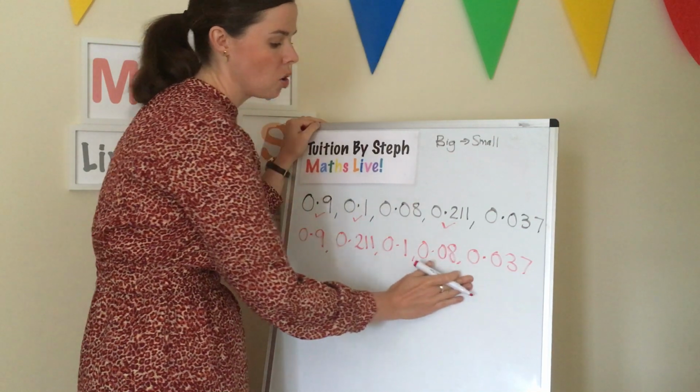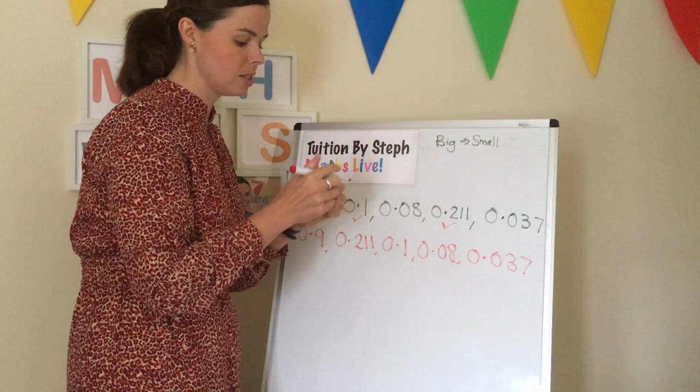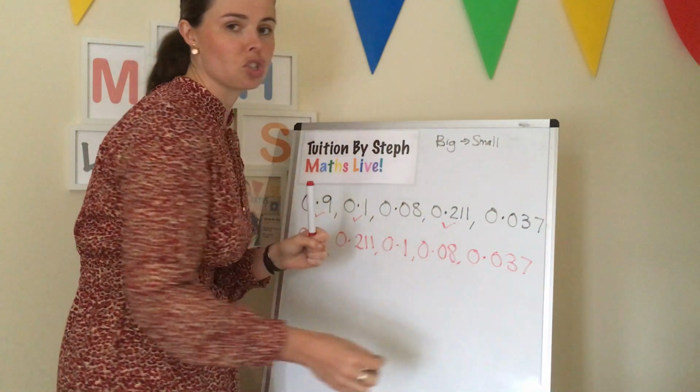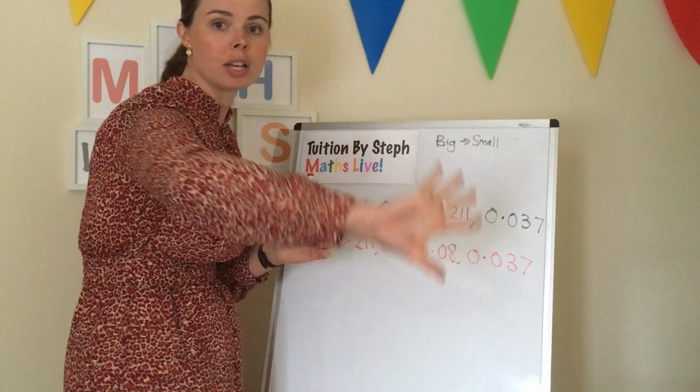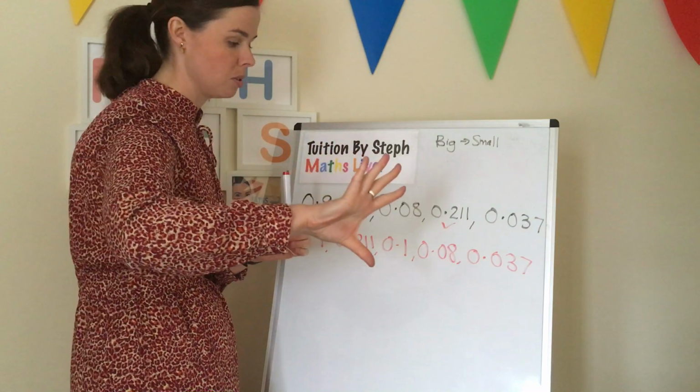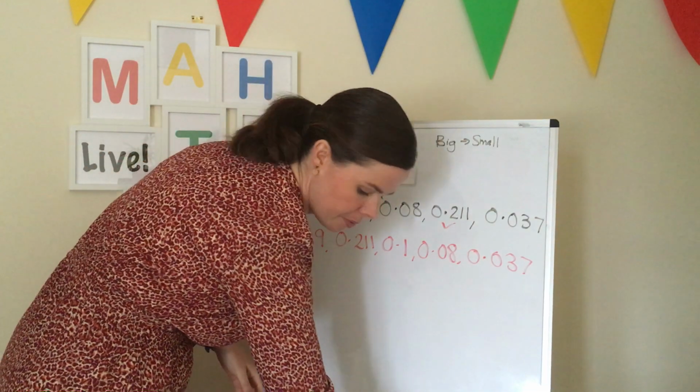Even though it's got the most place value digits, the 0 is just a placeholder. It's just budging that 3 and the 7 into smaller place values. So remember that.